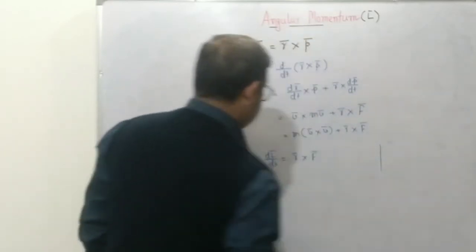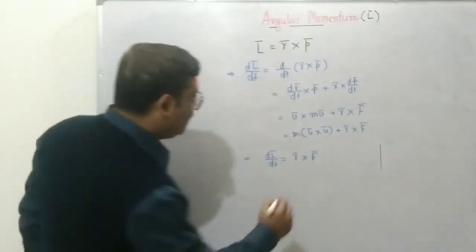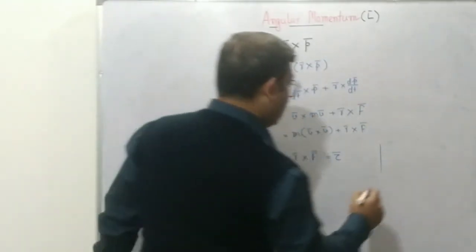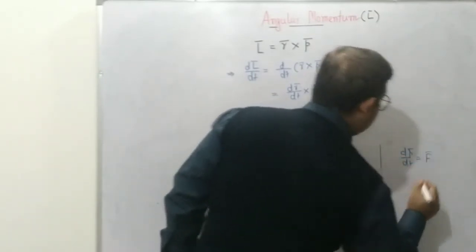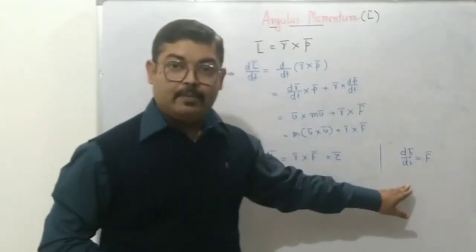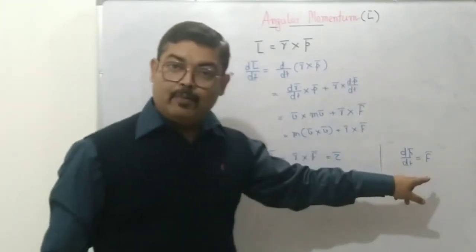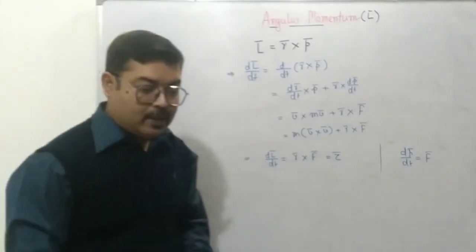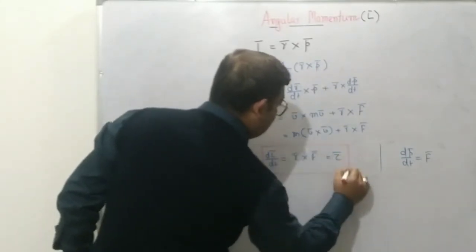So the rate of change of angular momentum will give us the torque, right? This is equal to torque. As we have found in Newton's laws that dp by dt was equal to force. So when we differentiate the linear momentum, we get the cause of the change of linear momentum, right? Which is the force. Similarly, if we differentiate the angular momentum, we get the cause of the change of angular momentum, that is the torque.